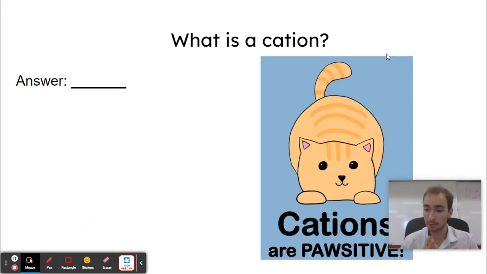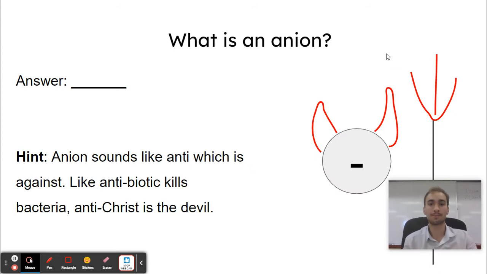Next, you should know this. This is review. What is a cation? And what is an anion?